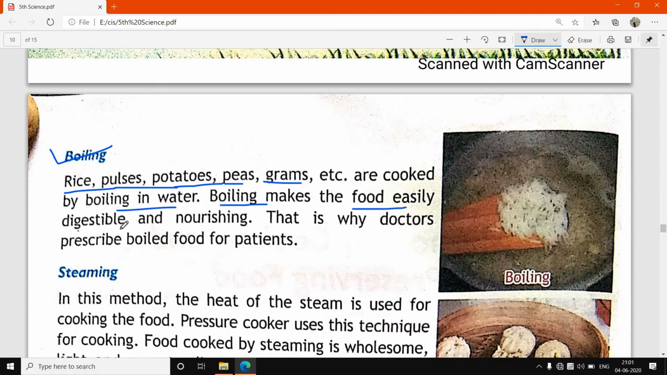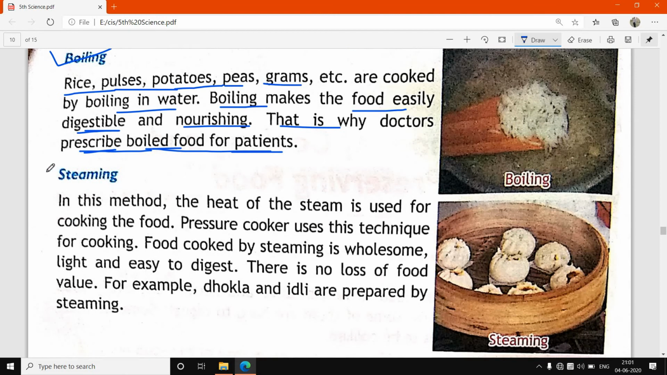Boiling makes the food easily digestible and nourishing. That is why a doctor prescribes boiled food for patients. So हमें पता है जो हमारे चावल वगैरह हो गए, आलू वगैरह हो गए, इनको हम बॉयल करते हैं वाटर के अंदर, और जो बॉइल्ड फूड है वो इजीली डाइजेस्टिबल होता है. So that's why doctors prescribe boiled food for patients.